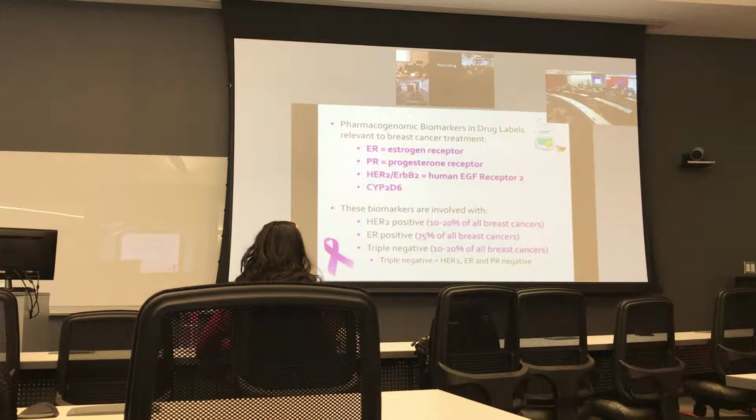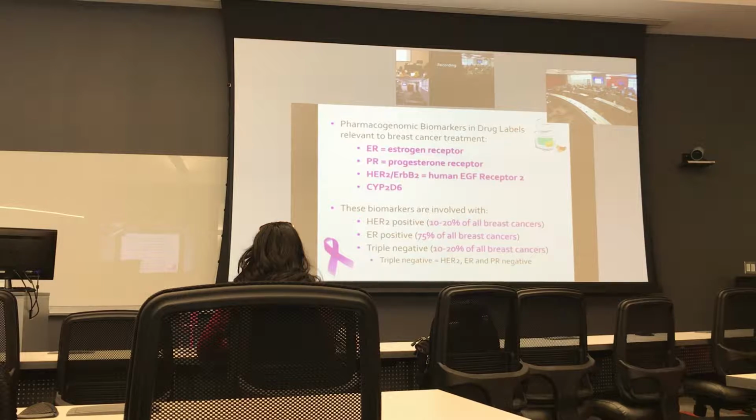Then we have a small minority of patients that are triple negative. Triple negative, what this means is they do not express estrogen receptor, progesterone receptor, or HER2 receptor. So basically, they don't have any of the biomarkers that we need to target this group of patients with drugs that we know to be effective. And so what do we do? Typically, these patients are going to have chemotherapy, but we'll get into that in a minute.